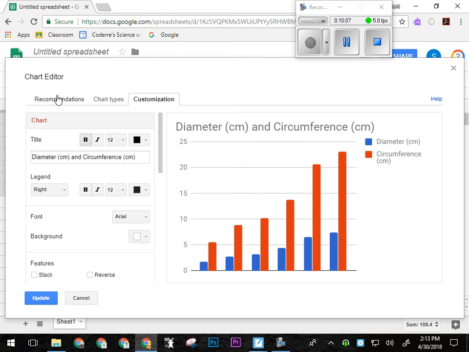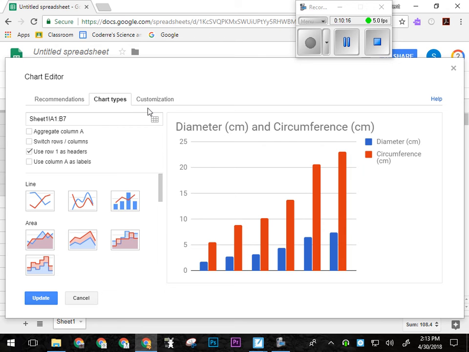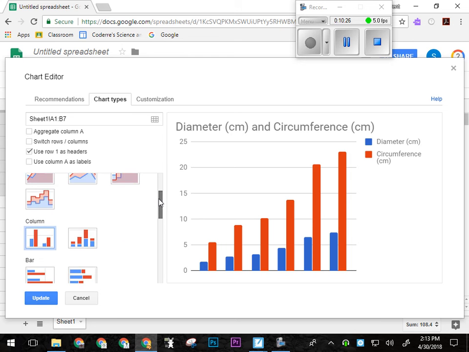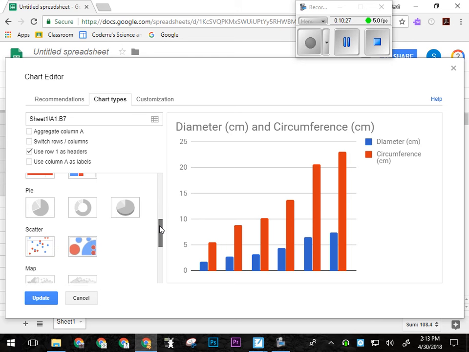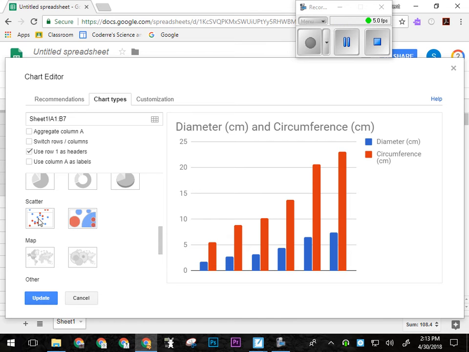Okay, so I want to click over here on chart types first because I don't want a bar graph. This is not something I want a bar graph for. So I go to chart types, and you can see here that it's clicked use row 1 as headers. That's good because that means it's going to label my axes with row 1, and that's what I want. I'm going to scroll down here until I see scatter.